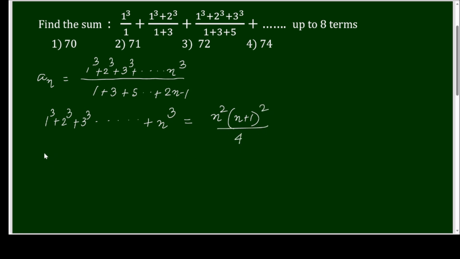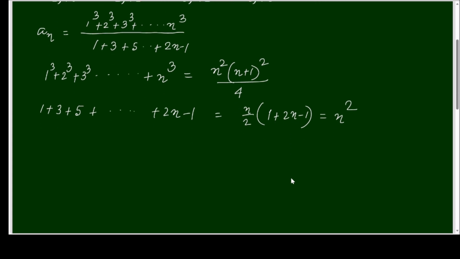Similarly, the denominator 1 plus 3 plus 5, this is an AP series. Here the sum will be n by 2 into first term plus last term, then it will be n square.